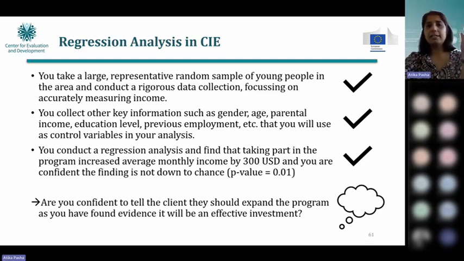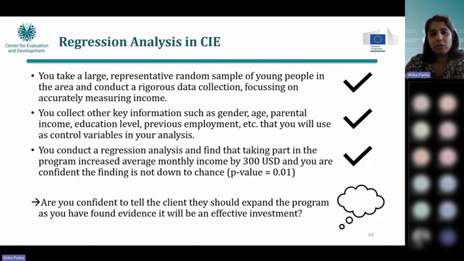You run a regression analysis, and having done this regression analysis for you, we find that the program leads to an increased average monthly income of 300 USD, which has a p-value of 0.01. 0.01 is your p-value if you compare it to the statistical significance level, which means you can reject the null hypothesis that there is no effect of the program on income with 99% confidence.